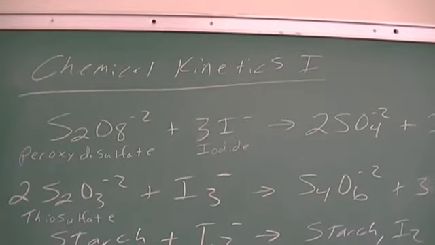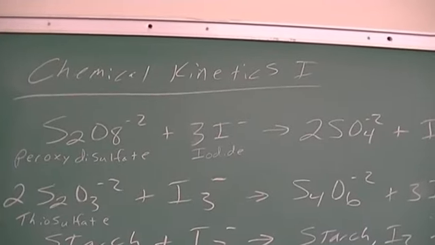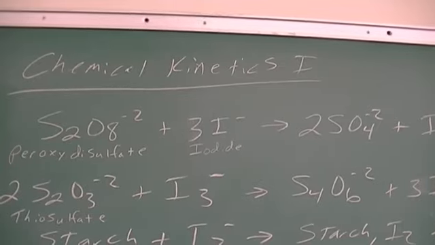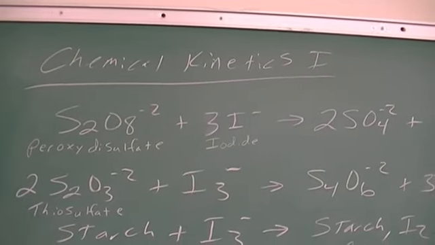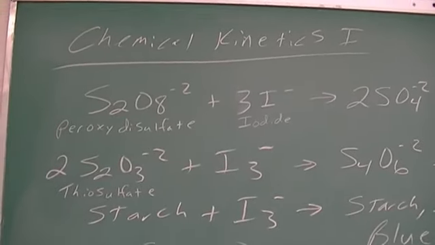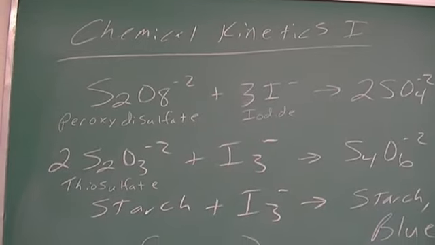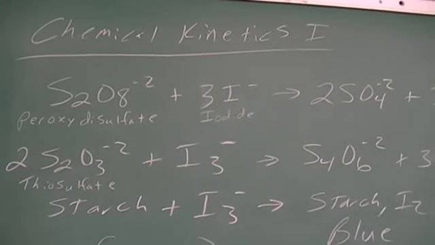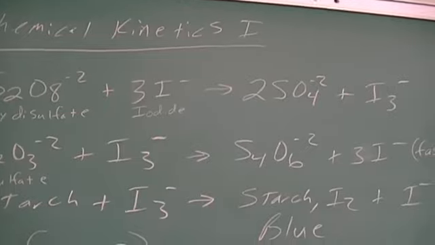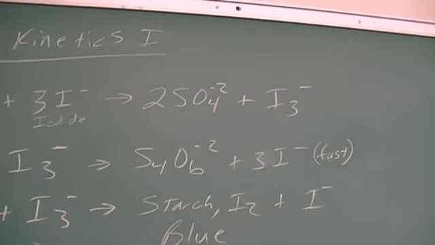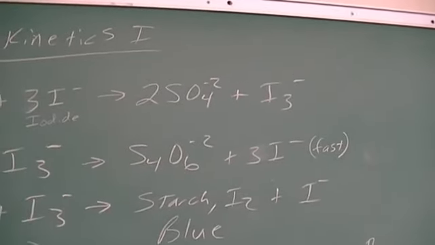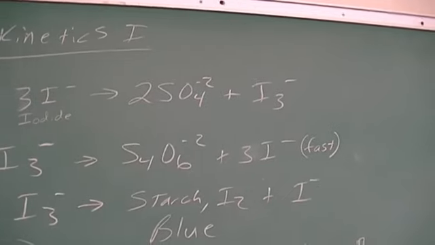Alright, today we're going to do experiment 10, which is chemical kinetics 1. Now the reaction that we're looking at is our S2O8^2-, our peroxydisulfate, reacting with our iodide ion and producing our sulfate and our triiodide ion. Alright, so that is the reaction that we are studying.